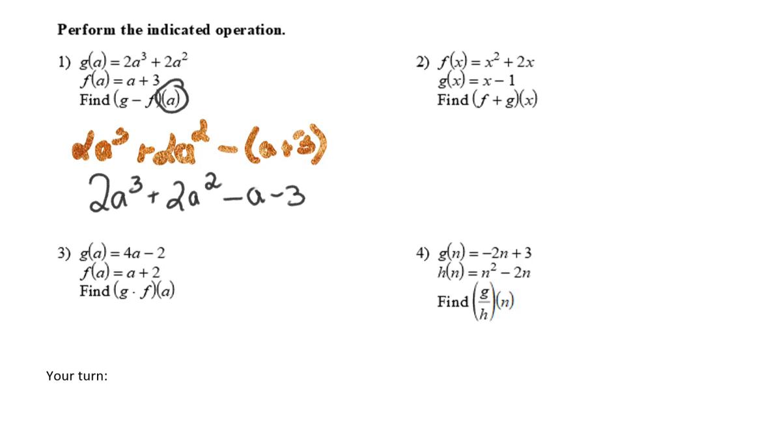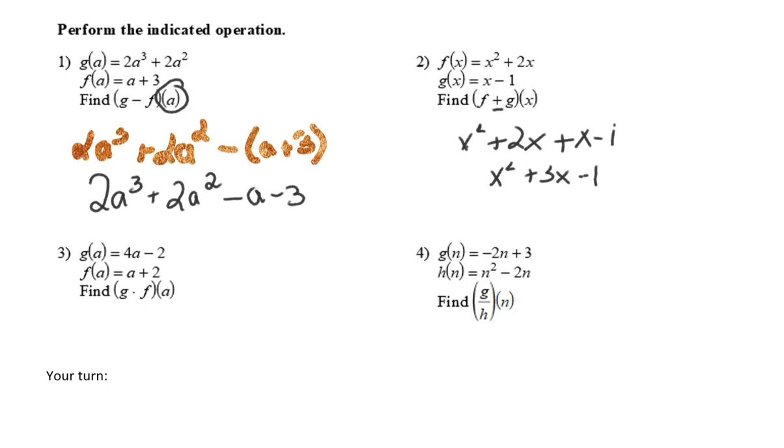For number 2, you're doing f plus g. So you're just going to write the f function, x squared plus 2x, and then you're going to add x minus 1. All right, that's the second function, that's the g. And then you're going to combine like terms. So you get x squared plus 3x minus 1. And that's your final answer when you're adding.